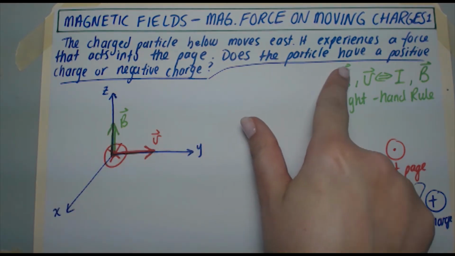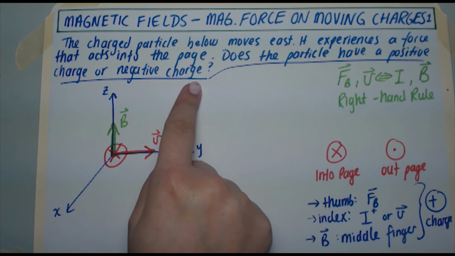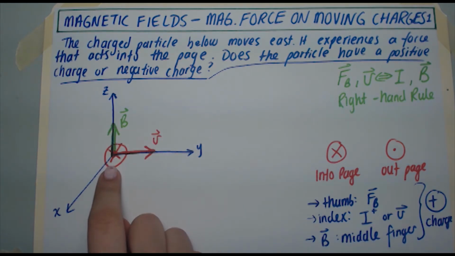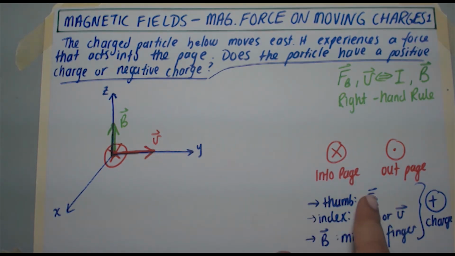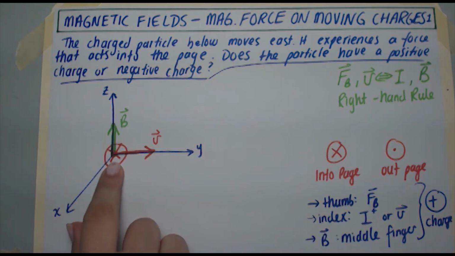Now we have to figure out if this particle has a positive or negative charge. We're given the direction of all three of these things: force, magnetic field, and speed, or the velocity, the motion direction. So if my fingers, based on what I've written here, match the directions given in the problem, that means it's a positive particle.